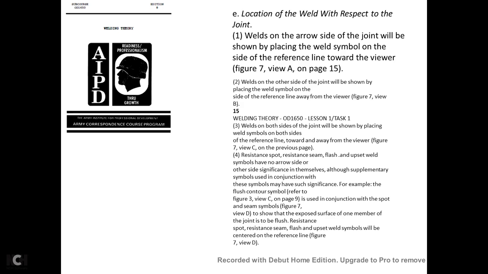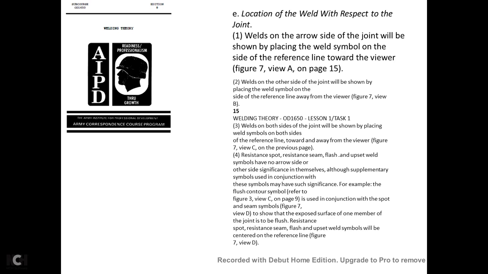Welds on both sides of the joint will be shown by placing the welding symbols on both sides of the reference line, toward and away from the viewer. Resistance spot and resistance seam, flash, and upset welds have no arrow side or other side significance in themselves. Other supplementary symbols used in conjunction with these symbols do have such significance.